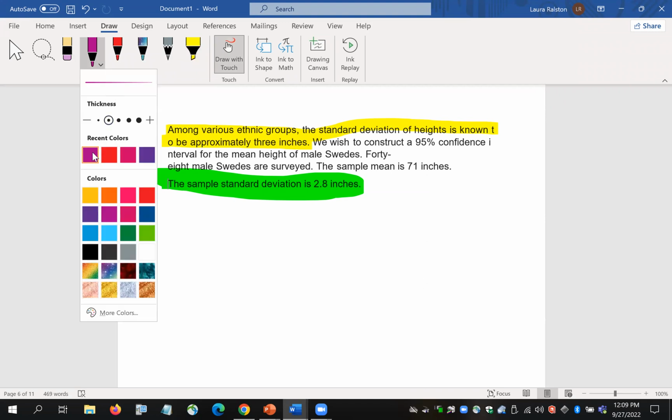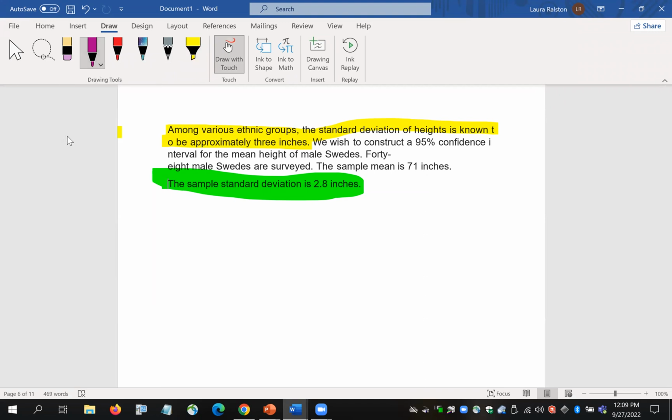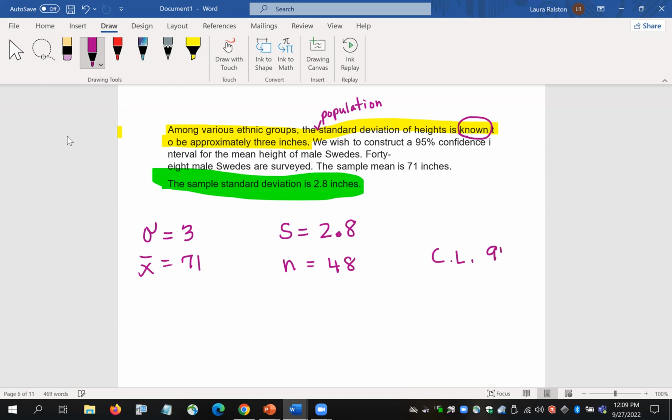Remember, Minitab calls the population standard deviation the known. It doesn't literally say population standard deviation, but the fact that it tells me it is known is a clue that this is the population. So this problem gives me both the population standard deviation, which is 3, and the sample standard deviation, which is 2.8. It also tells me the sample mean is 71 and that we surveyed 48 males, and we're going to do a confidence level of 95%.